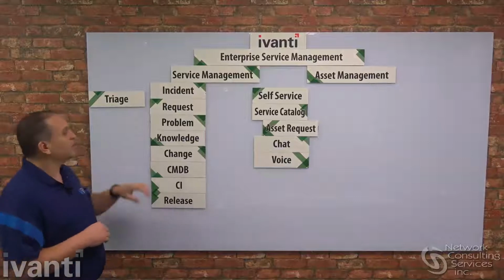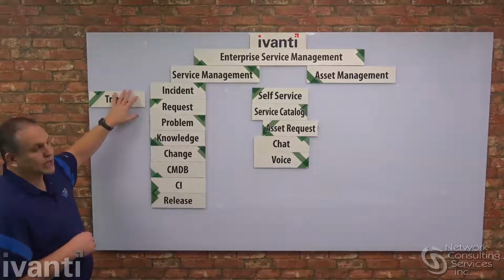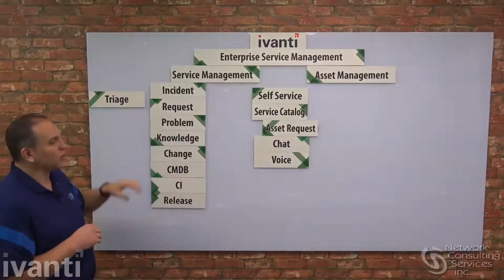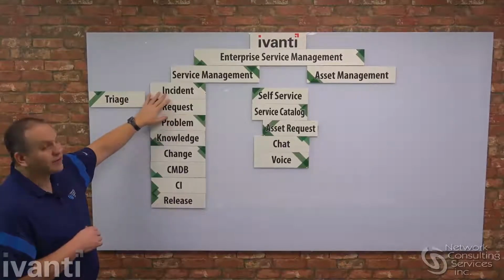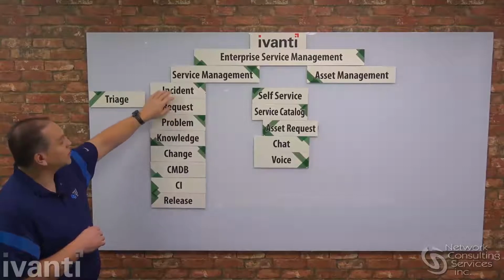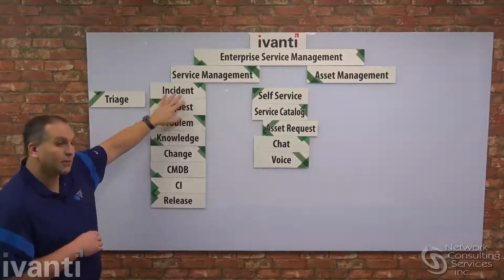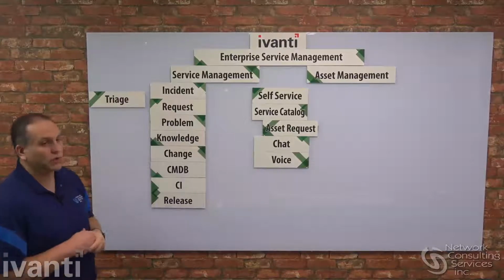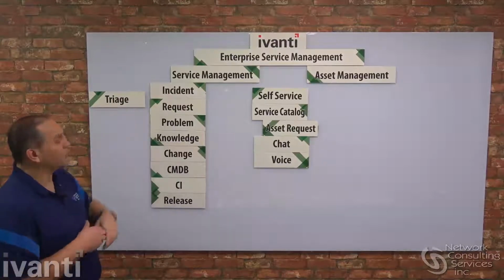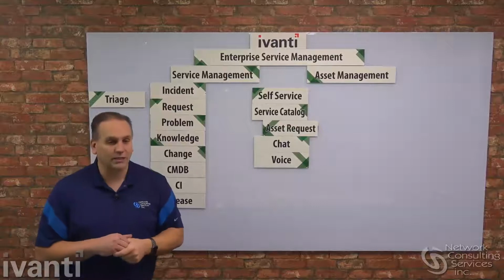We'll also talk about the concept of a triage level incident or record, where we don't know what it is that we're actually looking at. We don't know if it's an incident or a request that's coming in. Through any of the different mechanisms we have, we can bring in that triage record and then have it converted over to an incident or a request.